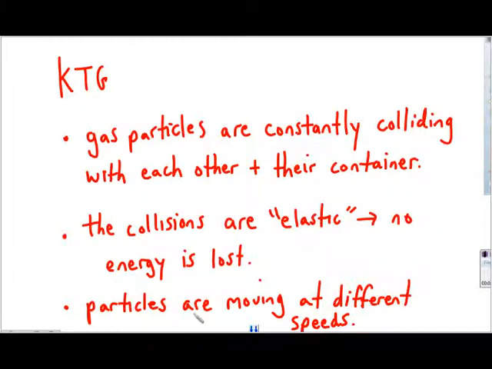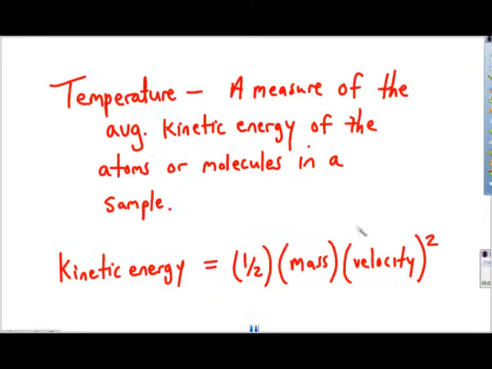And finally, within a given sample, at a given temperature, we're going to have particles that are moving slowly, a lot of particles moving at a medium pace, and then a few particles moving at a very rapid rate. So the particles within a sample of gas have different speeds. This brings us to temperature.